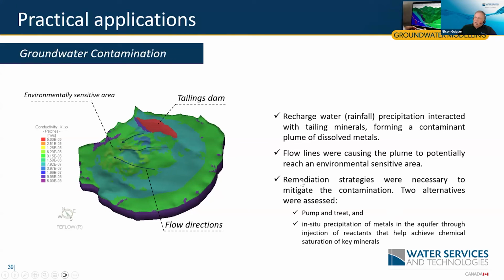And then, how to mitigate or solve this issue. Two strategies. Well, let's put a pump and treat between the tailing dams and this, but there was this problem: we might even increase the solution of the material by attracting more water into this pump and treat barrier. Or another one is in situ precipitation of metals in the aquifer through the injection of reactants that help achieve chemical saturation of key minerals.